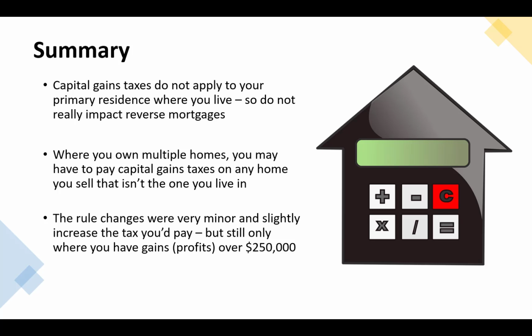Where you do own multiple homes, you may have to think about capital gains tax on any home you sell that isn't the one that you live in. So your second home, third home that you don't live in, capital gains tax might apply, but only if you're selling the home for more than $250,000 over what you paid for it. And the increase from the new rules is actually only very minor and very slight to what you would have previously paid. So you're just paying a tiny bit more in capital gains tax than you would have before these new rules came in 2024. So again, they're not the crazy tax increase that the media is making it out to be, and they don't apply to 99% of Canadians that don't own second homes and don't run the business of corporations where they're hiding taxes.